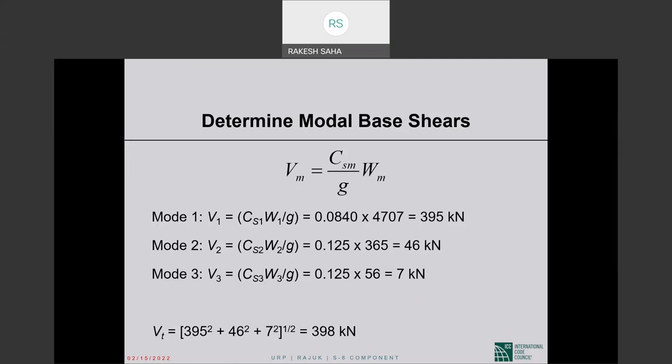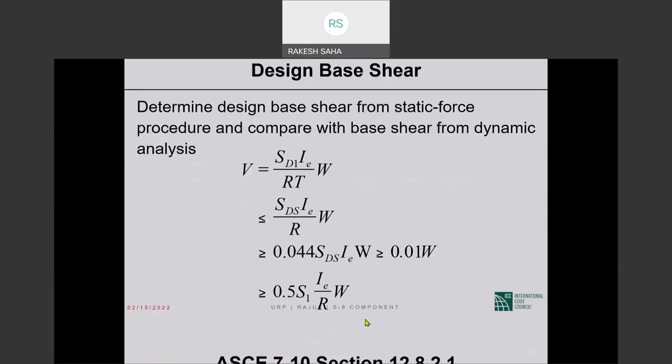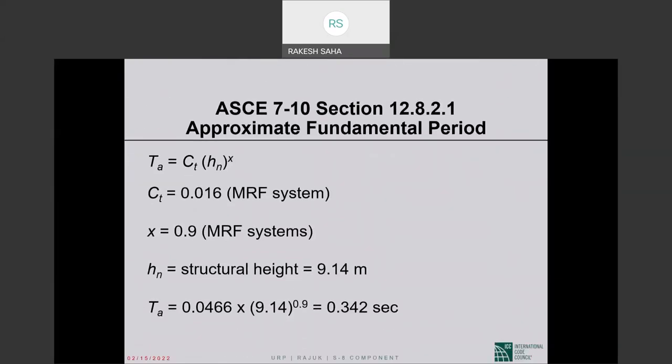Okay, we now have to figure out if it is smaller than 85% of the static base shear. So this is our dynamic base shear, the square root of the sum of the squares of the modal base shears. The static base shear is given by this formula that you are all familiar with, subject to a maximum of that and a minimum, which is this, and a near fault minimum, which is that. Okay, you are all familiar with this equation.